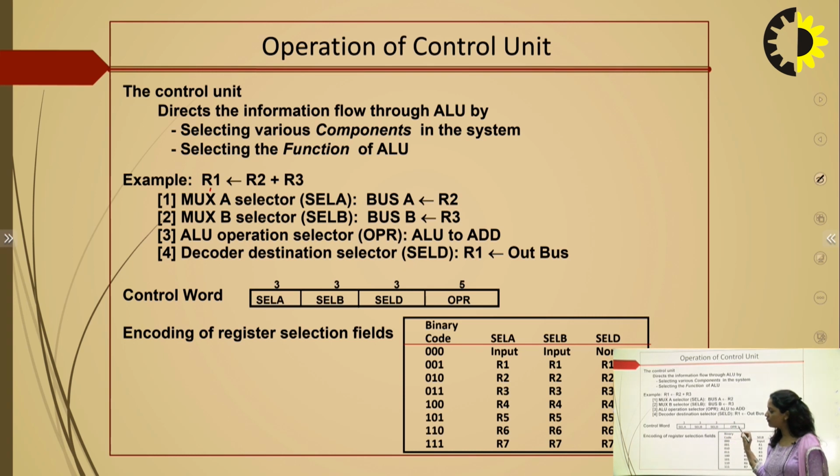Now what is a control word? It is a set of bits, a signal which is issued by the microprocessor, and it will be of 14 bits. Now how is it composed? It consists of 3 bits of selection lines of multiplexer A, 3 bits of selection lines of multiplexer B, 3 bits of selection lines of multiplexer D, and the 5-bit operation code of the arithmetic and logical unit. So in total we have a 14-bit control word.